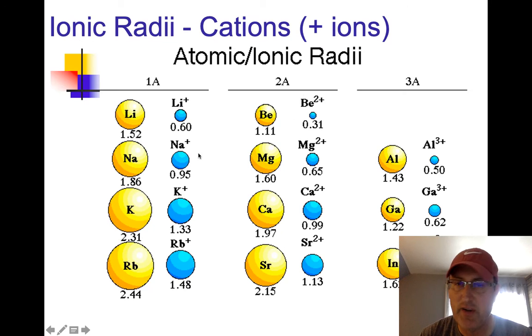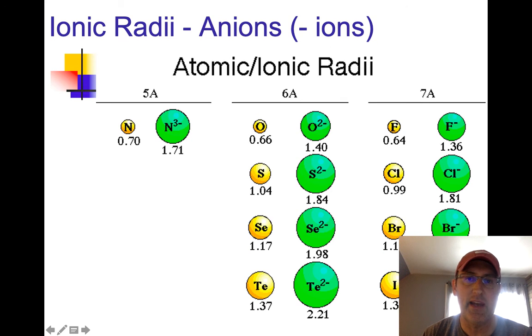Group 2 has 2 valence. Group 1 has 1, so they tend to form plus 1s, plus 2s, and plus 3s. Okay, here's some anions. Here's group 15, or the nitrogen group. It has 5 valence. It tends to gain 3 to become stable, and you can see it gets much larger.